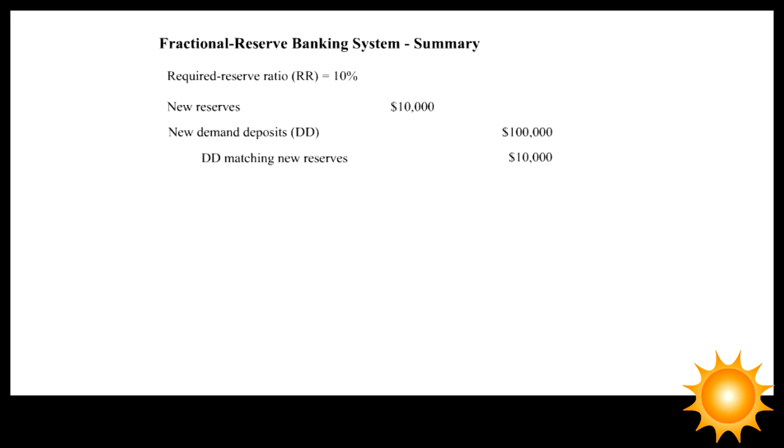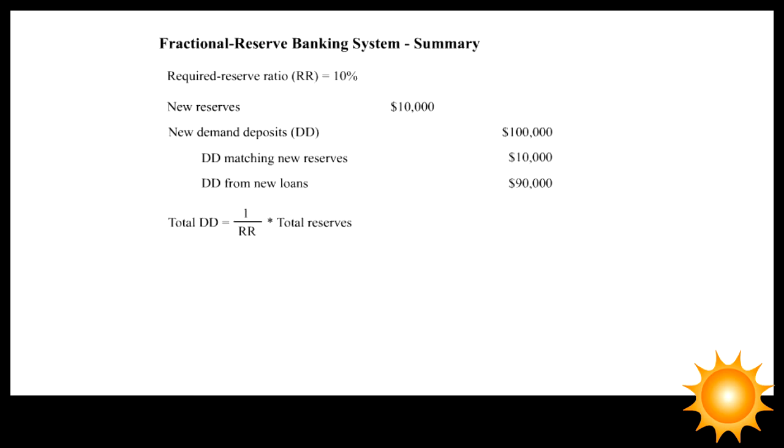To summarize, in a fractional reserve banking system with 10% required reserves, $10,000 of new reserves can create 10 times the amount of demand deposits, of which $10,000 match the newly injected reserves. $90,000 match new loans using excess reserves.